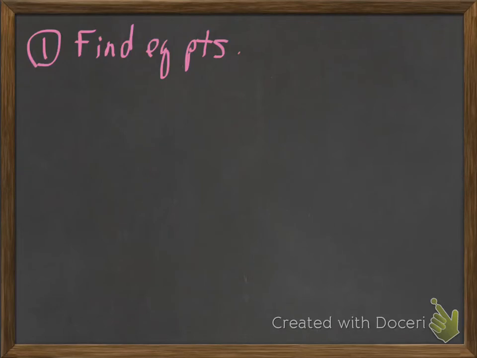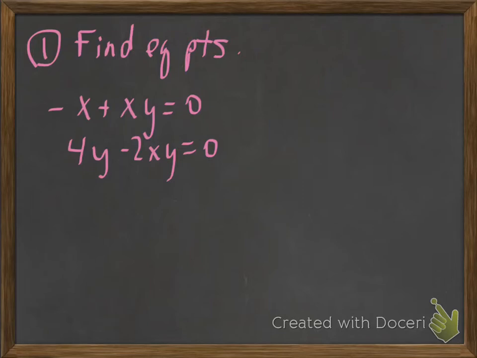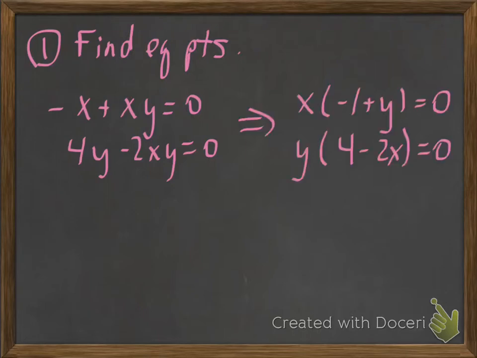So the first thing we need to do is actually find the equilibrium points. So we need to solve the system of equations, negative x plus xy equals 0, and 4y minus 2xy equals 0. And remember, a critical point has to satisfy both of those equations, so you have to solve this system simultaneously. If we factor both the first and second equation, we get x times the quantity negative 1 plus y equals 0, and y times the quantity 4 minus 2x equals 0.